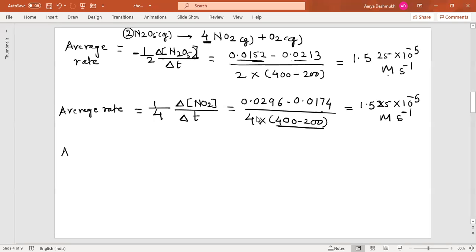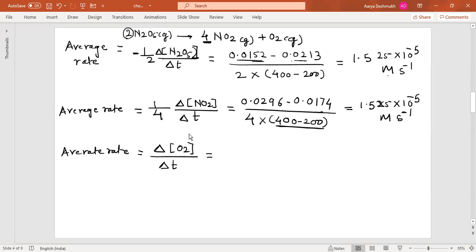Okay. Now the average rate again can be calculated. This is for the average rate of formation of NO2. This is for the average rate of consumption of N2O5. And this is the average rate of formation of O2. Now we are left with this. For this you can write, since only 1 mole of O2 is formed, you don't have to multiply or divide by any coefficient.